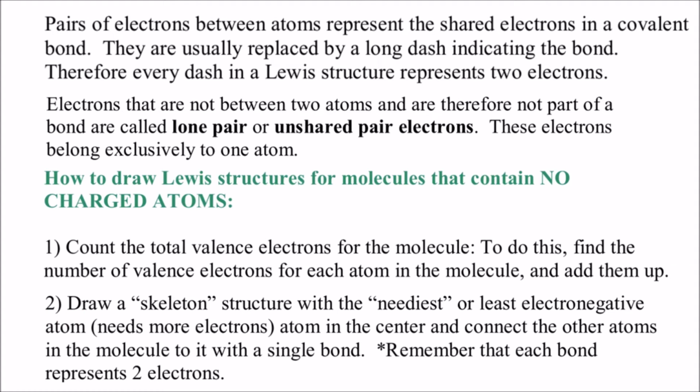Step 2 says, draw a skeleton structure with the neediest, which means the least electronegative atom in the center, okay? And the least electronegative atom is the one that needs more electrons, okay? And then you're going to connect that center atom to all the other atoms in the molecule with a single bond. Remember that each bond represents 2 electrons.